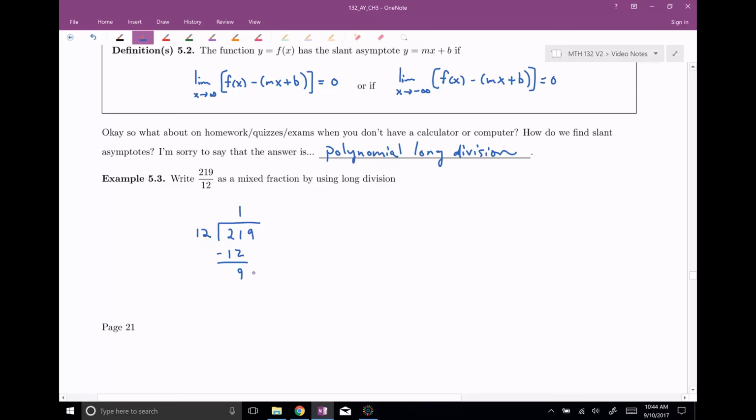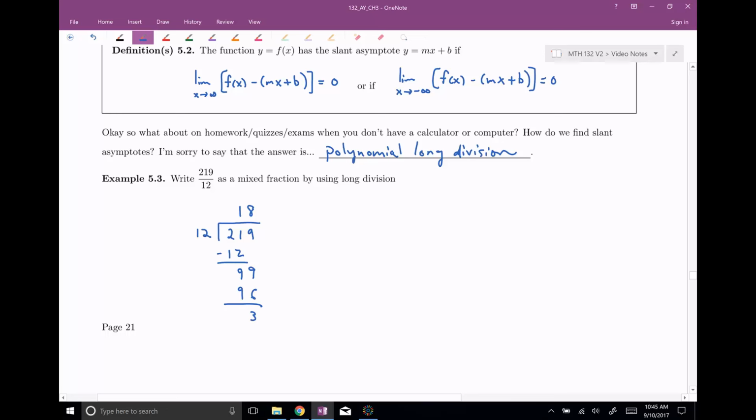Then you bring down this last digit, the 9, and you ask, what do I multiply by 12 to get as close to 99 as possible? Even equal to 99 is great, but not going over. I claim that the answer is 8. So 8 times 12: 8 times 2 is 16, and 8 times 1 is 8, plus that extra 1 is 9. So 96 altogether. You subtract this, and you get a remainder of 3.